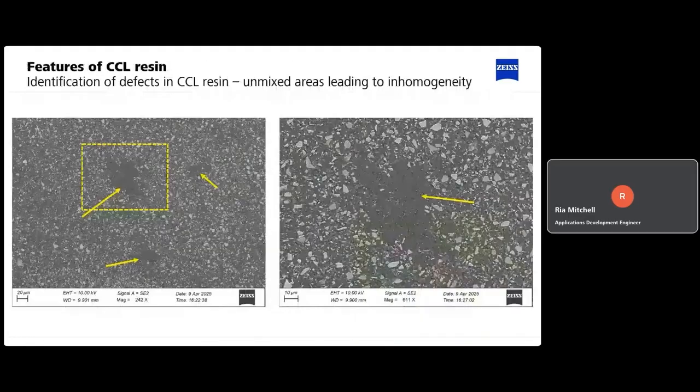We can also look for things in the resin material. So this is an example which shows the poor mixing of the resin with those insulation particles. You can see these black areas which don't contain any of these particles, which shows poor mixing of the resin, which could inevitably have an influence on how well this copper-clad laminate works when it's put into a PCB.